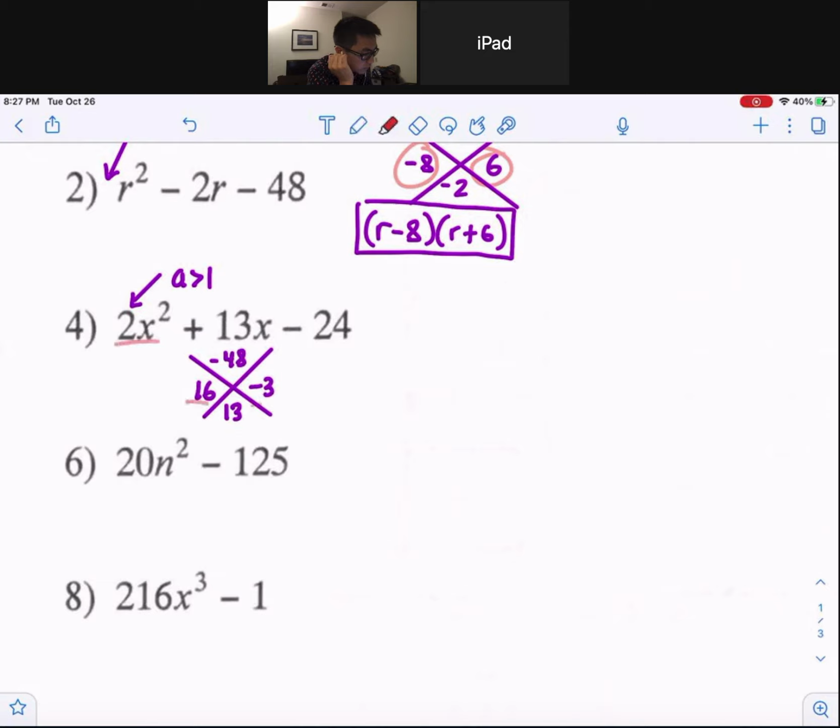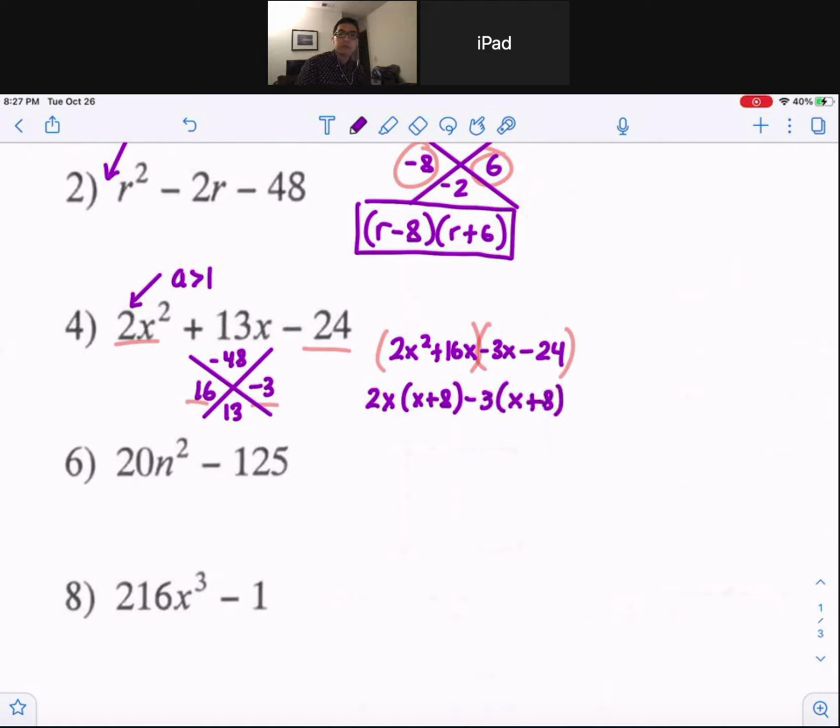First term, two middle terms, and the last term. 2x squared plus 16x minus 3x minus 24. Group. From the first group, you can factor out 2x from both to get x plus 8. From the other group, you can factor out a negative 3 from both, x plus 8. So you're going to get 2x minus 3 times x plus 8. And those are your factors.